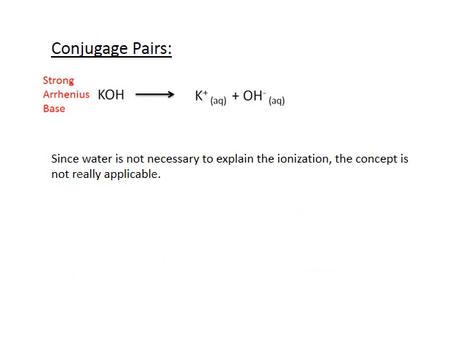Okay, one other thing that we worry about is something called conjugate pairs. And if we're dealing with a strong Arrhenius base, we really don't need to consider conjugate pairs so much in terms of the ionization. But for all other substances, we would need to consider what is going on with the ions that are formed in ionization.